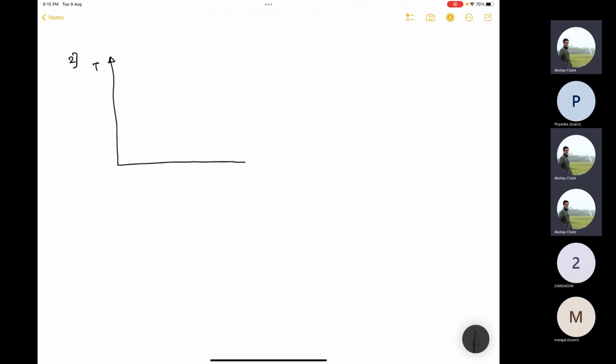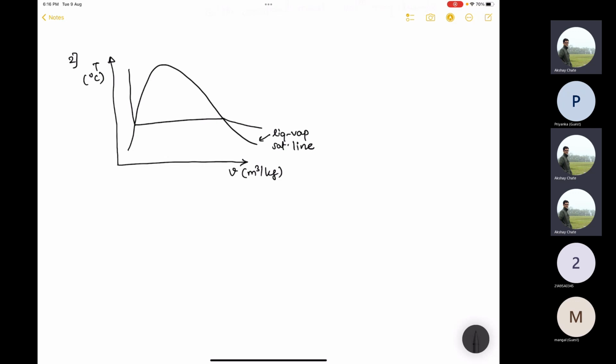So let's say this is the T-v chart, where T is the temperature and v is the specific volume in meter cube per kg. Temperature can be in degree Celsius; we usually use degree Celsius. So this is the phase change line, liquid, vapor, saturation line. And let's say there is a certain constant pressure line. It should look like this. So it is a constant pressure line, P equal to constant.